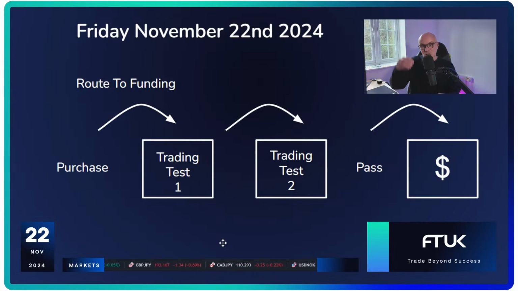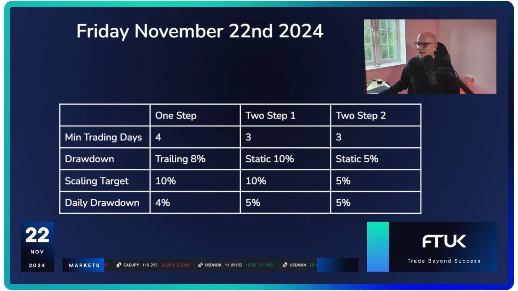And then the second component of that is called a verification or a phase 2. That's usually how they call it. But it's all meaning the same. It's a second test. So let's have a look at how we do things at FTUK, because obviously different prop firms do things in different ways. At FTUK, this is a comparison table between our one-step and our two-step.